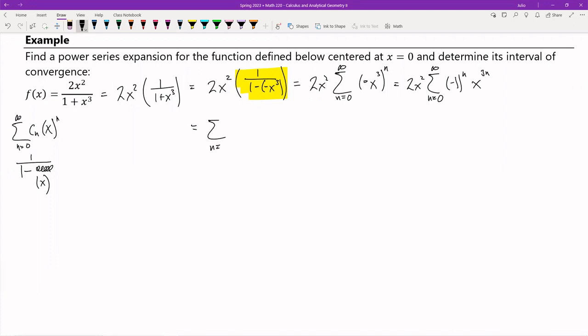Sum, n equals 0 to infinity. I'm going to go ahead and show you what I'm going to do. I'm going to grab the 2x squared and pop it inside the summation. So it's going to go in here somewhere. Work this out if you need to. It's going to be 2 times negative 1 to the n times x to the 3n plus 2. Boom. So this right here should be our power series.